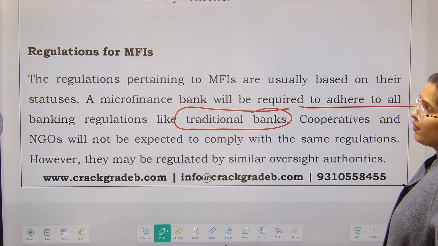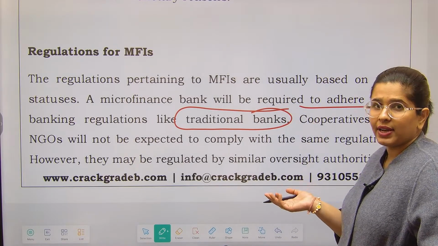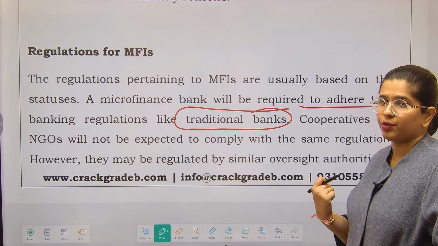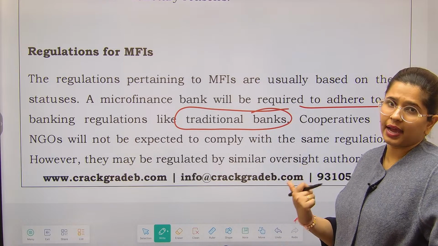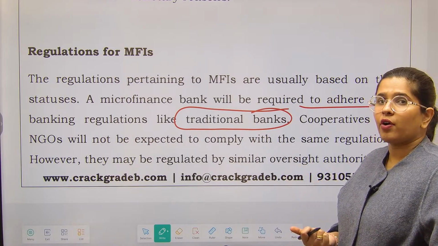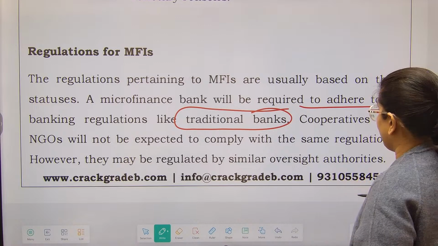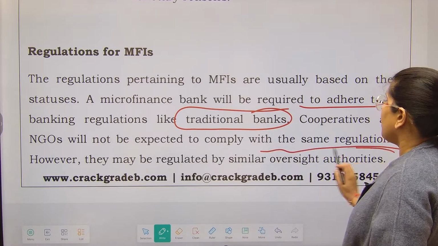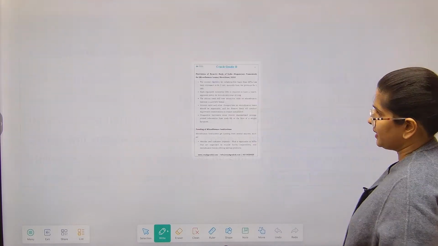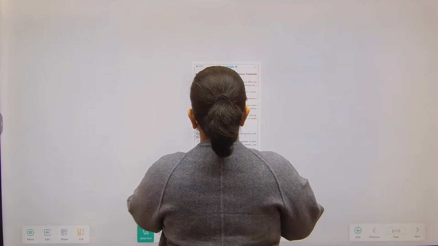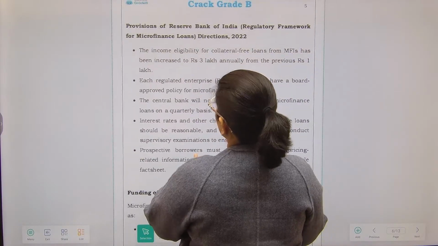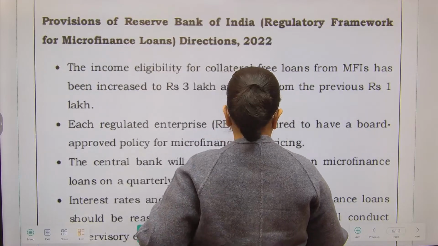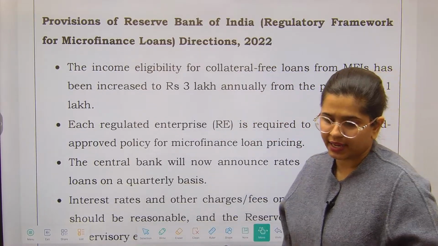So regulations for microfinance institutions: if it is a microfinance bank, they are going to follow all the regulations just like a traditional bank, whatever is applicable to them related to the RBI Act as well as the Banking Regulation Act 1949. All the directions of the RBI will also be applicable to them. Cooperatives and NGOs will not be expected to comply with the same regulations. However, they will be regulated by similar oversight authorities. That means the regulations are not the same, but yes, oversight will remain the same. Now let us see the provisions of the RBI regulatory framework for microfinance related directions. So we have to see these directions as well.